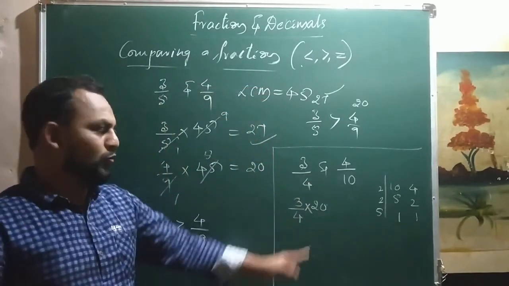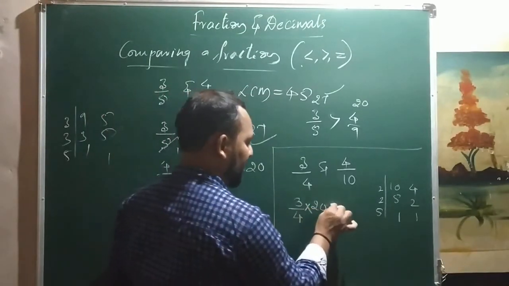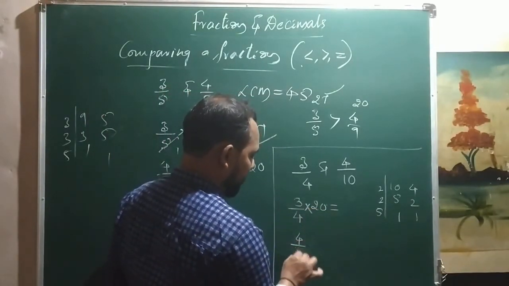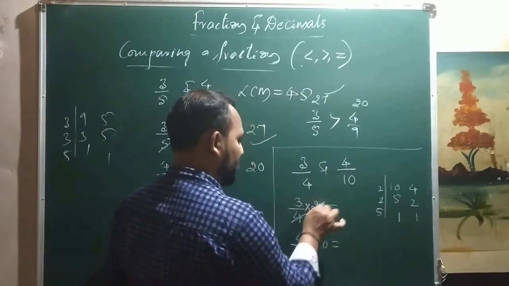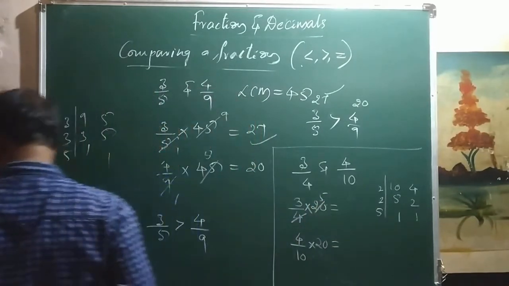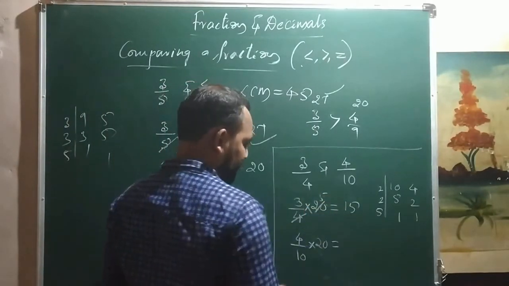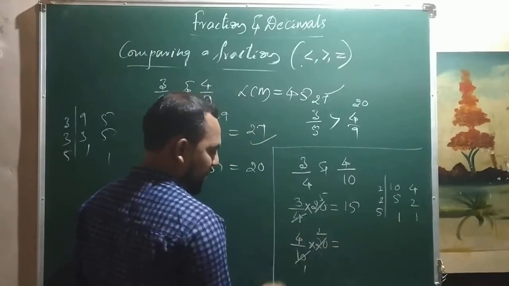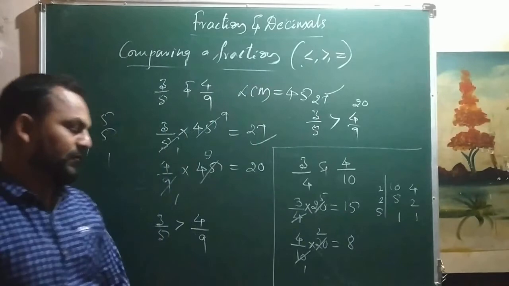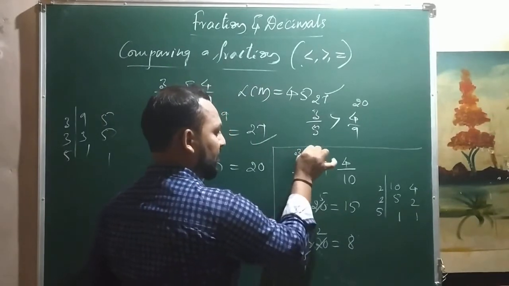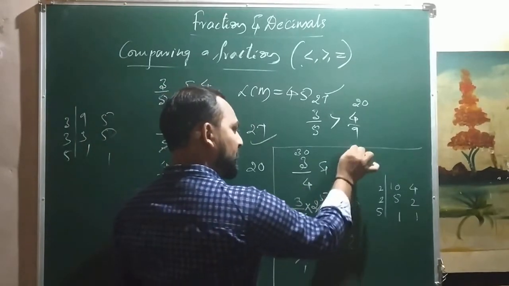For the two fractions, we have to multiply by the LCM. So 3 by 4 into 20 and 4 by 10 into 20. 4 5s are 20, 3 5s are 15. 10 2s are 20, 4 2s are 8. Which is greater? 15 is greater. 10 3s are 30, 4 4s are 16.